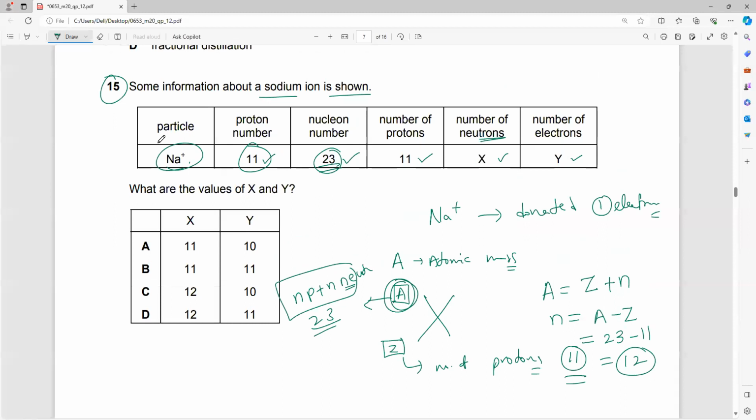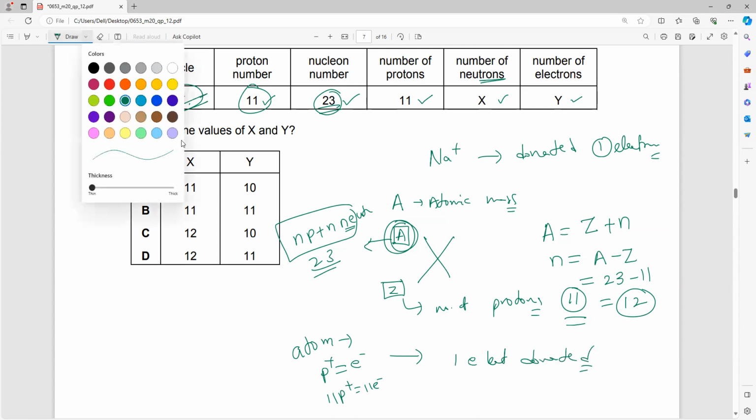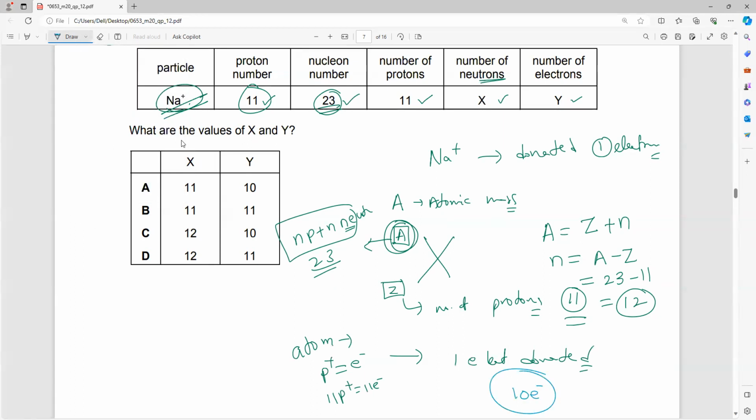Now, 1 electron donated, 1 electron gone. So how many electrons will be there? Basically, 11 electrons. Remember, in an atom, protons are equal to electrons. So 11 protons means 11 electrons will be there. Now, 1 electron donated. So now they are giving sodium atom or sodium ion? Everybody. Ion. Sodium ion. So 1 electron less. So number of electrons, how many guys? 10 electrons. So 12 neutrons and 10 electrons.